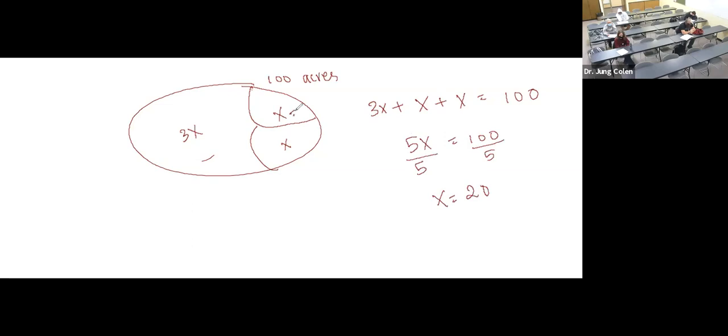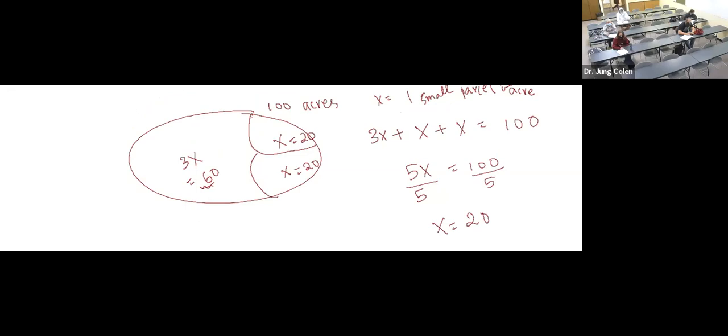So this tiny parcel is 20 acres. And this is also 20 acres. And the third one is how many acres? 60 acres. Okay, when x is one small parcel, in acres. Okay? Alright, so something like this problem, maybe drawing a picture will be helpful. Okay, let's look at the next problem.